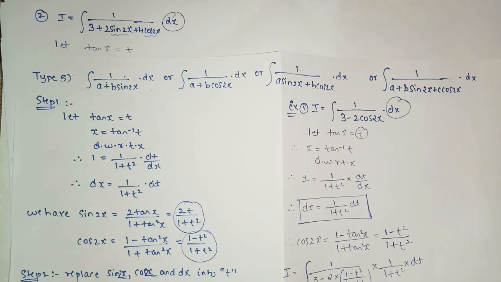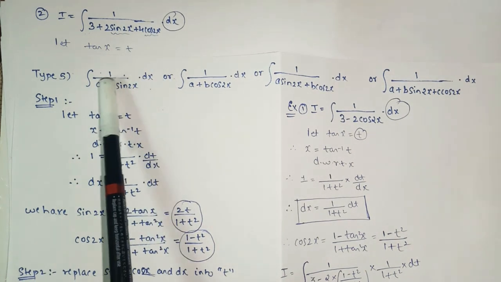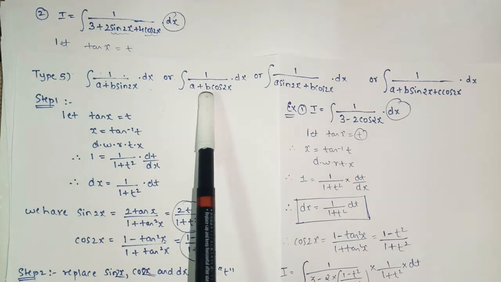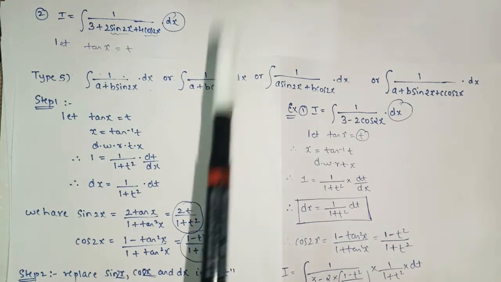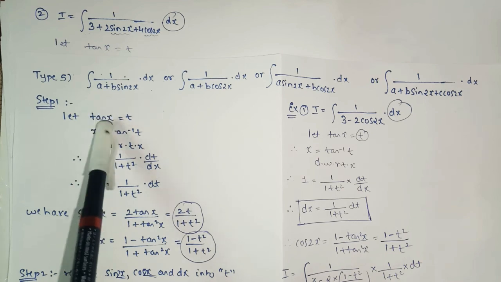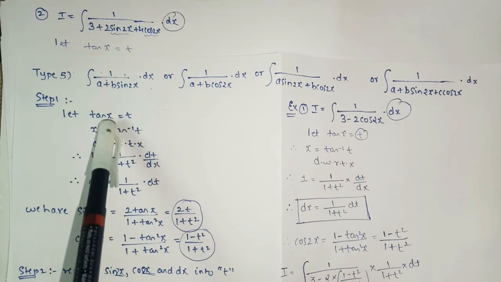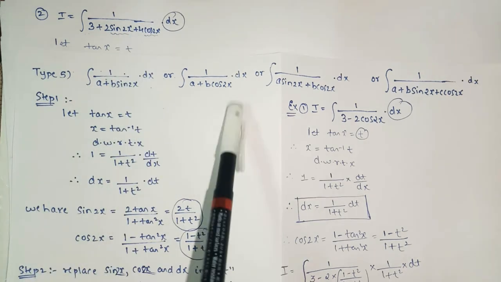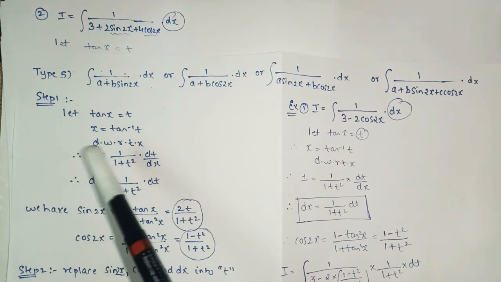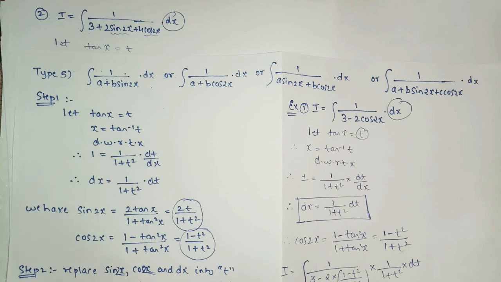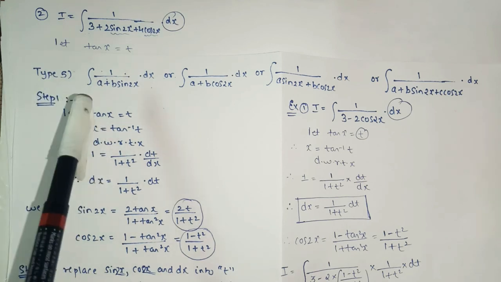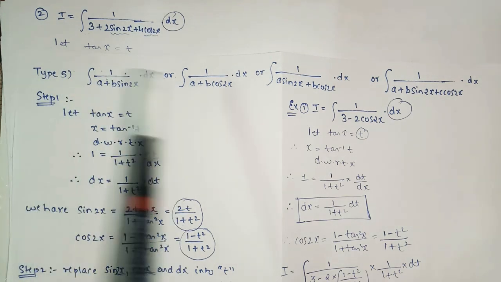I hope you all understood both the methods, type number 4 as well as type number 5. So what was the difference between the type number 4 and 5? In the type number 4, it was sin x and cos x. Here it is sin 2x and cos 2x. There we used to take tan x by 2 equals t. Here in type number 5 we have to consider tan x equals t. I explained why we put tan x by 2 equals t in type number 4, and here why we take tan x equals t. All things I had explained.